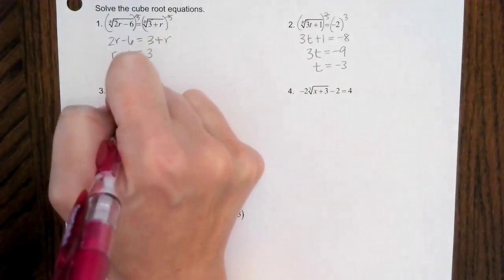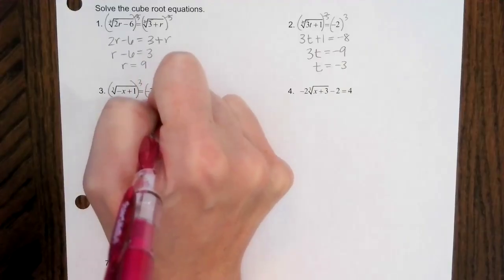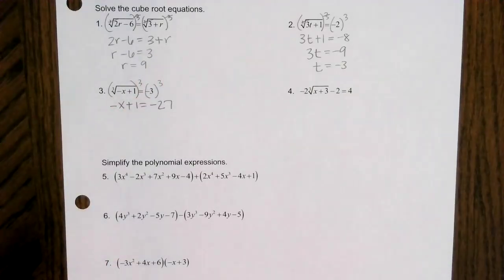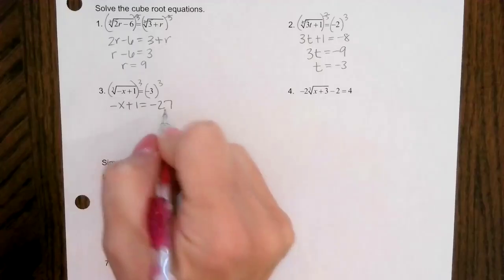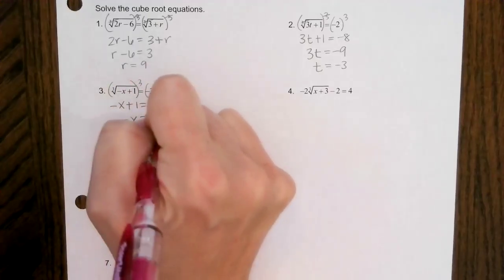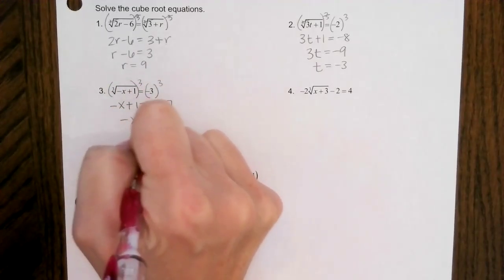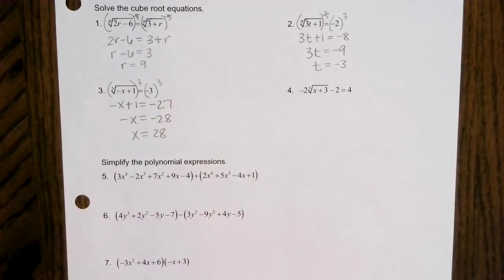All right, right here, again, we're going to cube both sides. We get negative x plus 1 is equal to negative 27. I'm going to subtract the 1, and then it changes the signs on both sides, and we get x equals 28.